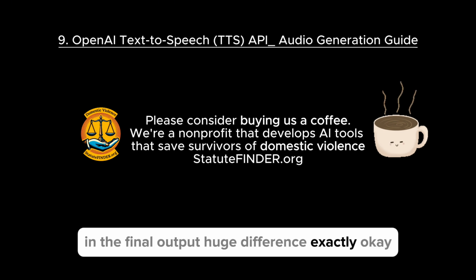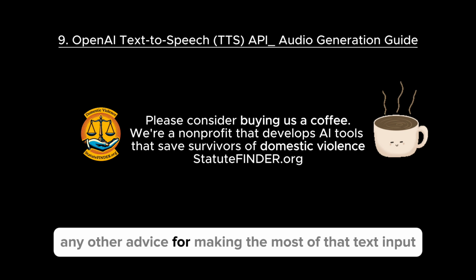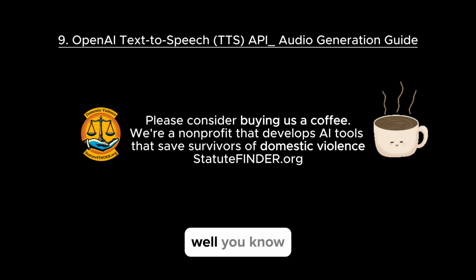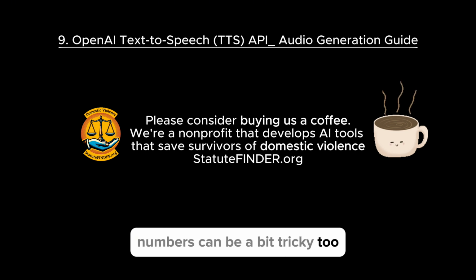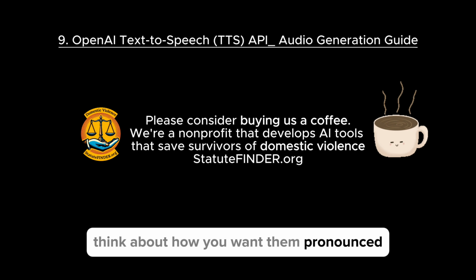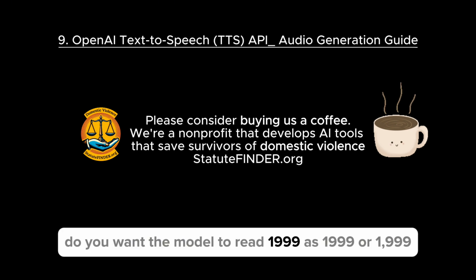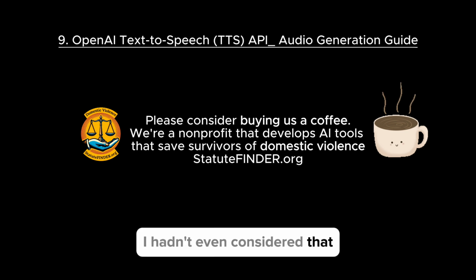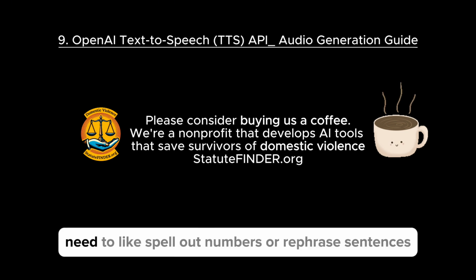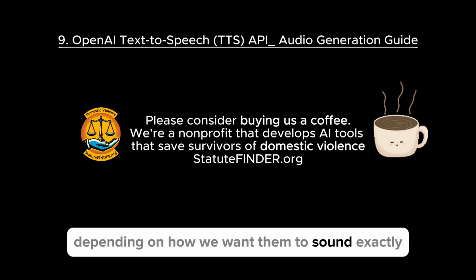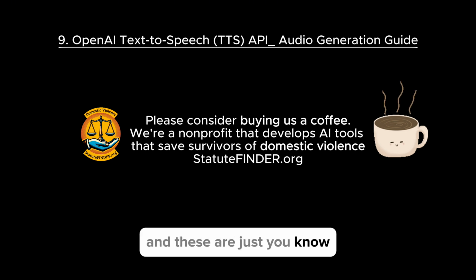Huge difference, exactly. Any other advice for making the most of that text input? Well, numbers can be a bit tricky too. Think about how you want them pronounced. Do you want the model to read 1999 as nineteen ninety-nine or one thousand nine hundred ninety-nine? Oh, wow. I hadn't even considered that. Yeah, it's something to think about. So we might need to spell out numbers or rephrase sentences depending on how we want them to sound. Exactly. And these are just a few examples.